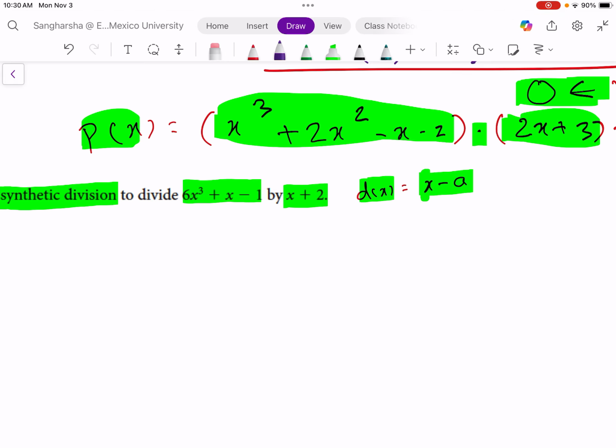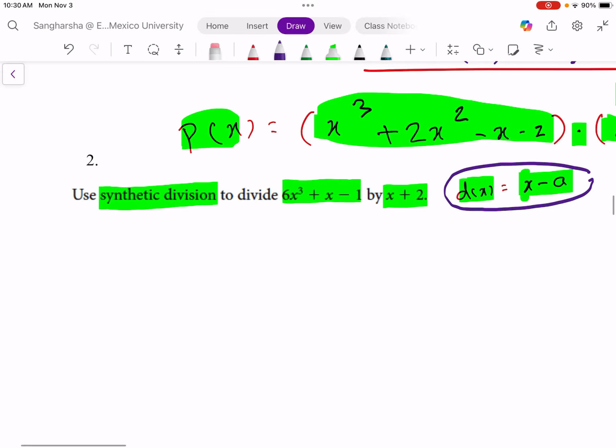So we use this synthetic division when our divisor is in x minus a form. So the first step, let me just write down our p of x. Our p of x is 6x cubed plus x minus 1. So this is our p of x, and we are dividing this p of x by our divisor. So our divisor is x plus 2.